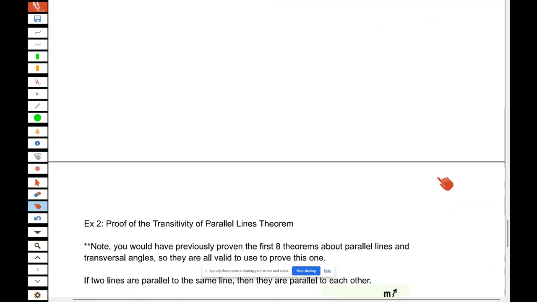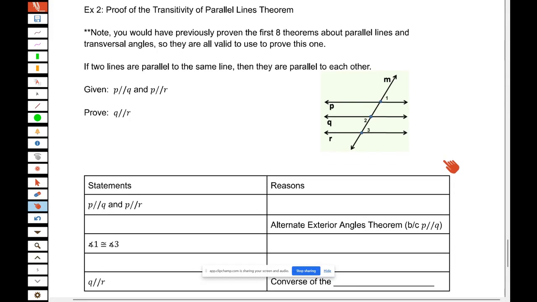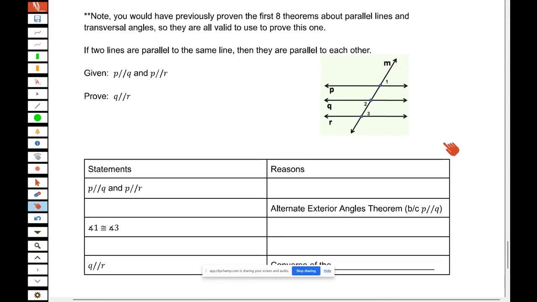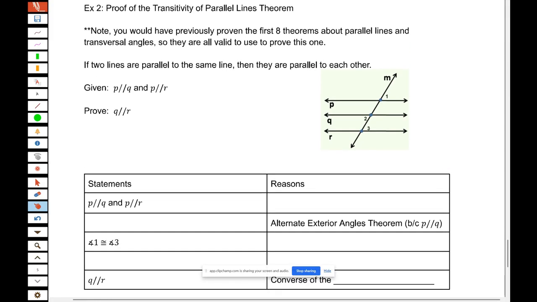Okay, let's do another proof. We're going to prove the transitivity of parallel lines. Okay, so we're going to say, okay, we've already proven all the other 8 rules. Actually, it's 6 because 2 of them are postulate about parallel lines and transversal angles. So they are all valid to use in this one. Okay. Oh, I know why it's 8, because we have the perpendicular transversal theorem and its converse.